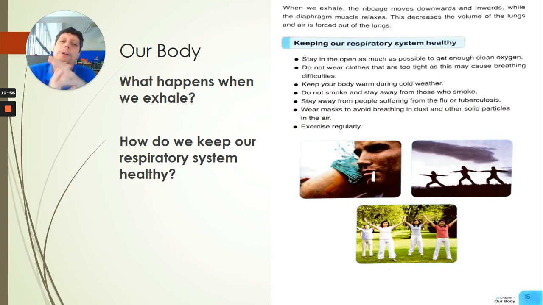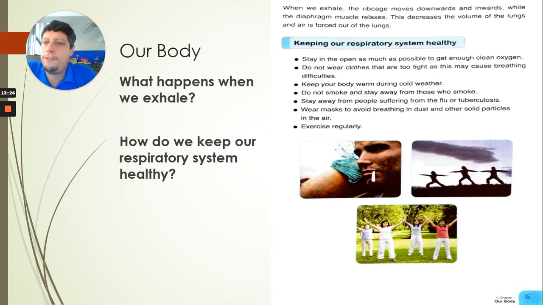And last one, exercise regularly. So again, for all of our systems, all of our organs, everything we've ever learned about how to stay healthy, exercise is always mentioned because it is very, very important. Exercise at least 3 times a week for at least 30 minutes a day. So no matter what it is you do, you should do it at least 3 times per week for 30 minutes, okay? And that will help you.